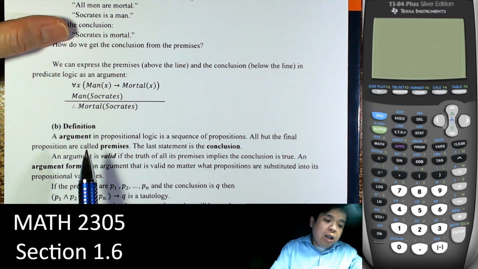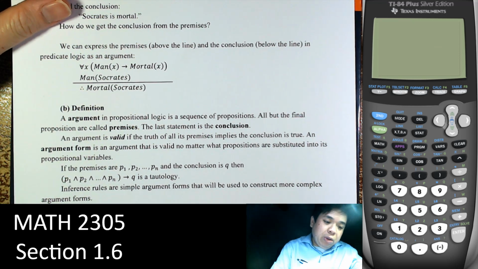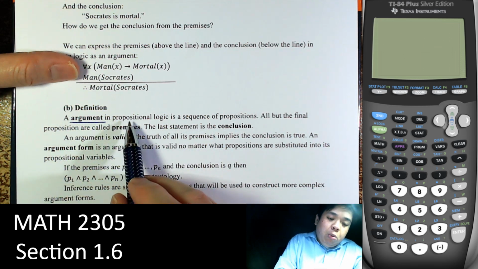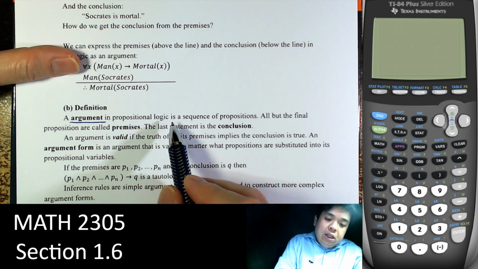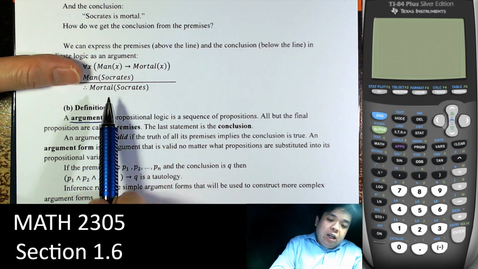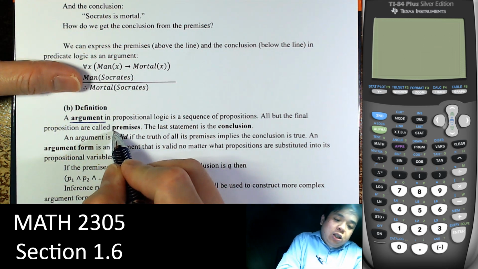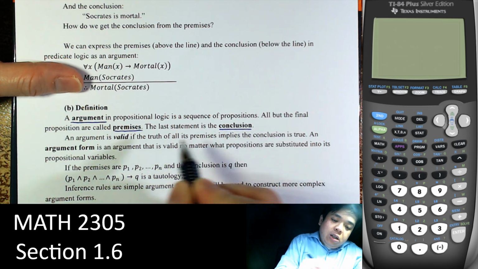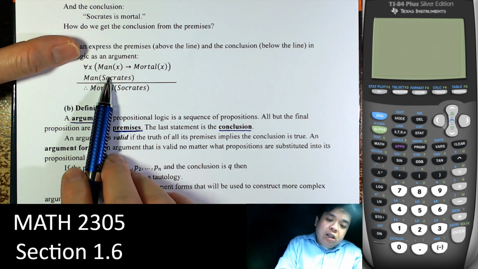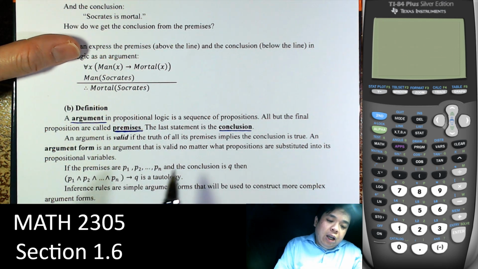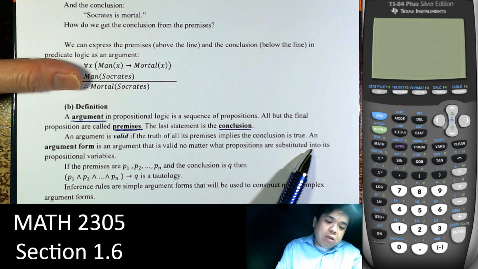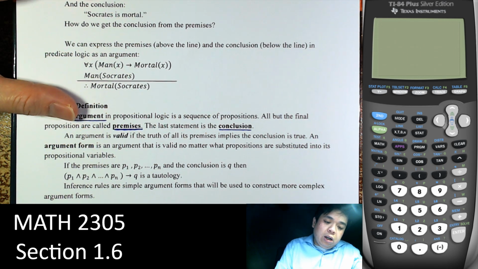But now, let's go over some terminology. We have an argument. It's a propositional logic, which is a sequence of propositions. The last one is called the conclusion. Everything before that is called the premises. And the argument is valid if the truth of all of these implies the truth of the last one. And an argument form is an argument that is valid no matter what proposition I substitute into its propositional variables.